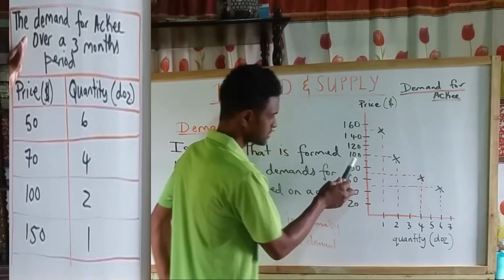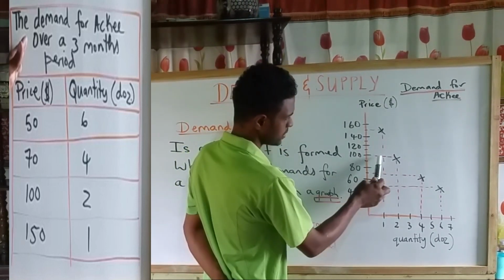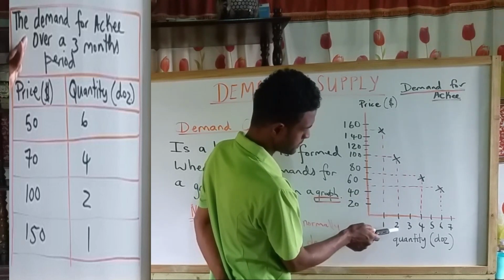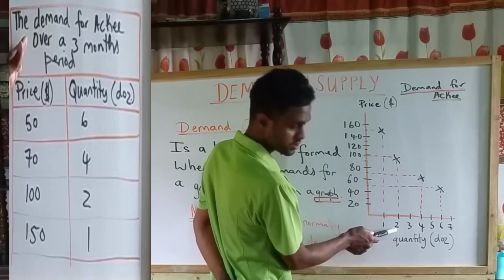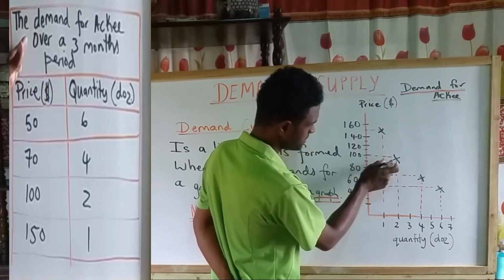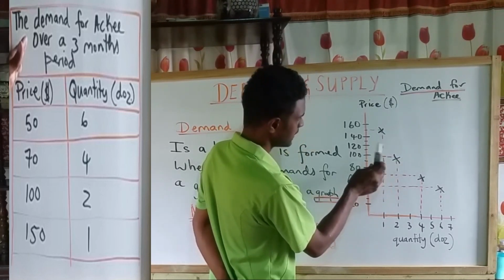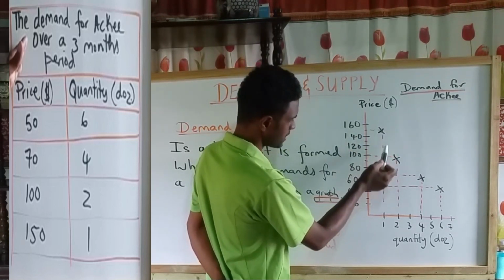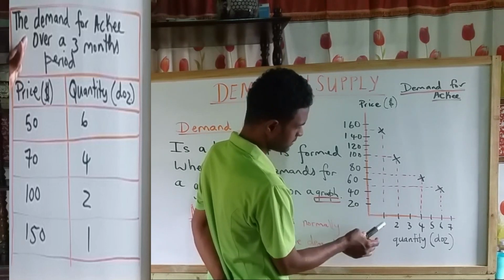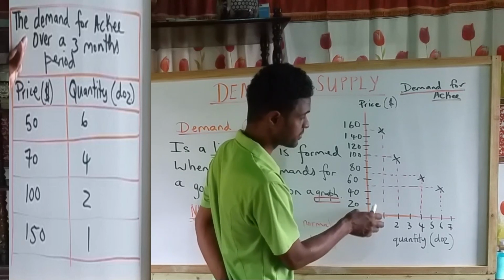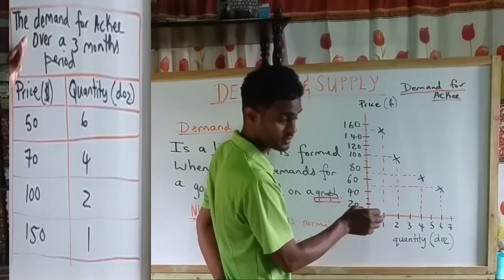So right here, when the price goes up to $100, you draw a line across here. And then you see that the amount demanded was 2 dozen at that price. So you draw a line straight up, and on the point where they meet, you put that X. And when the price here is at $150, the amount that the consumer buys was 1 dozen. So remember that this information is coming from the demand schedule that we looked at earlier.